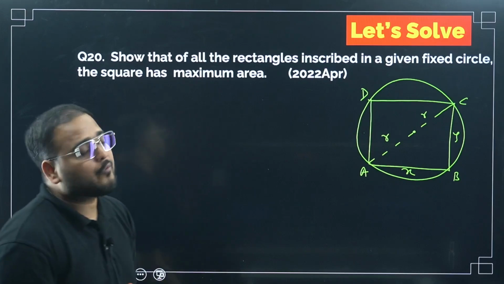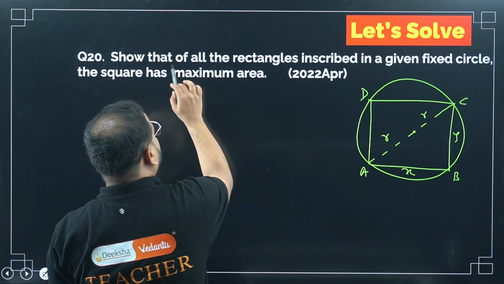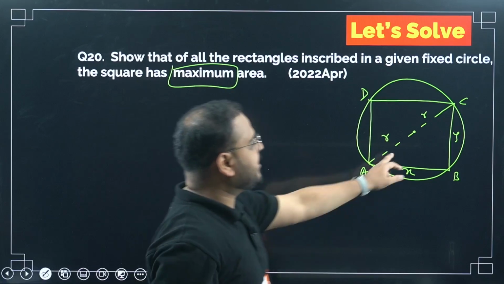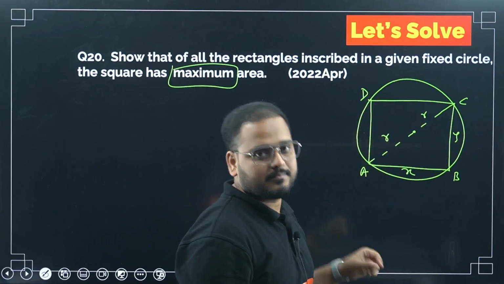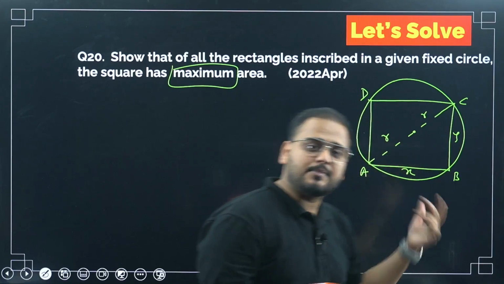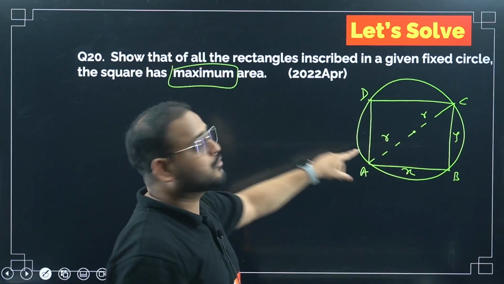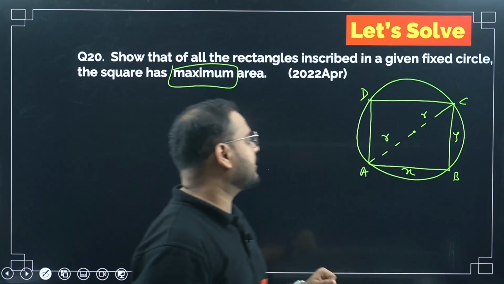How can we prove it? They are saying that it's maximum. Means if I maximize the area of the rectangle ABCD, the maximum will occur when x is equal to y. That's what they are saying. So we'll prove that.